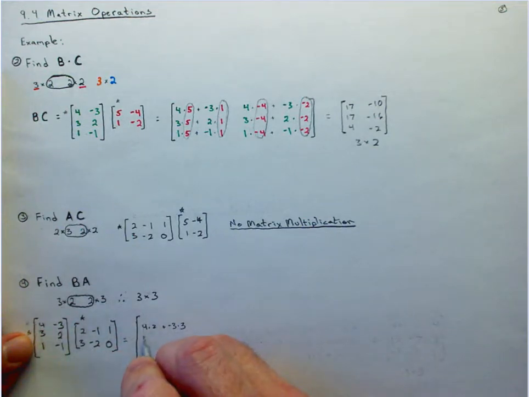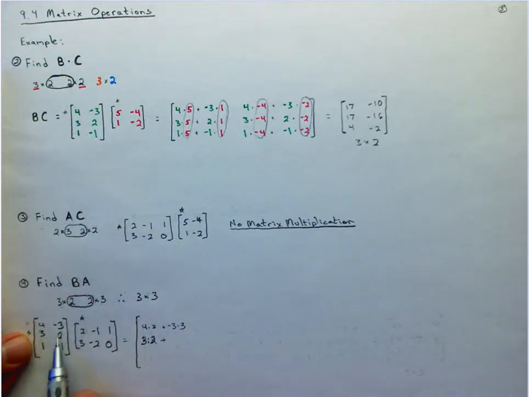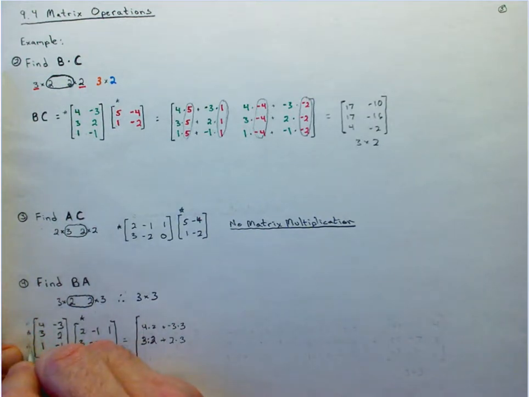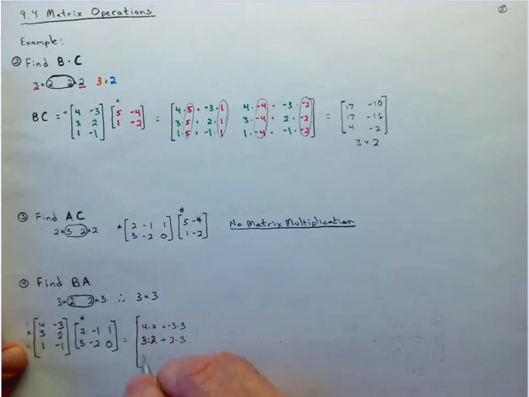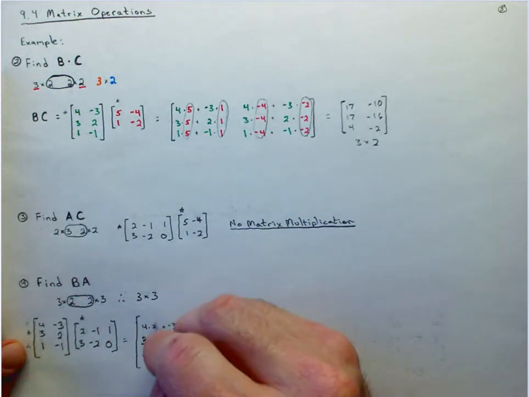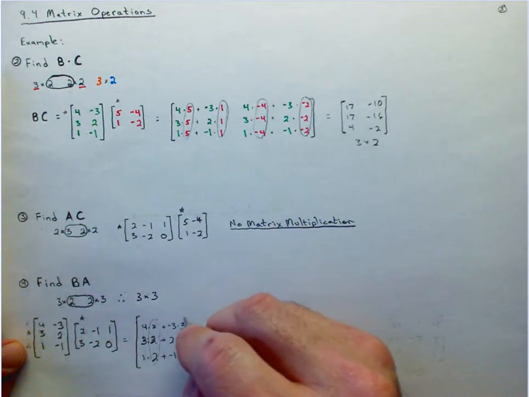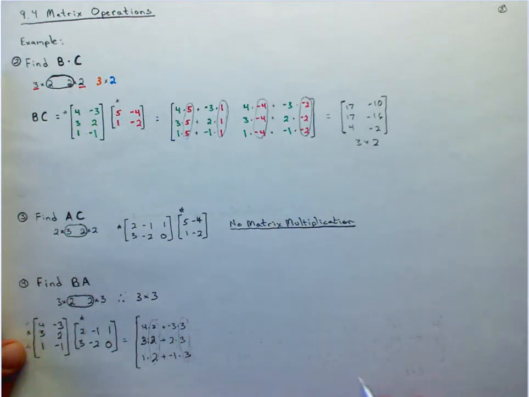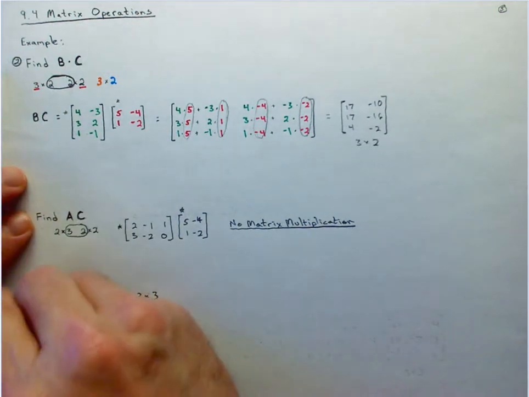So I'm going to have 3 times 2. Whoops, let me write that bigger. 3 times 2 plus 2 times 3. And then I'm going to have my next row. I'm going to have 1 times 2 plus row times column, a negative 1 times 3. And if you look, see all of these are 2 and all of those are 3.